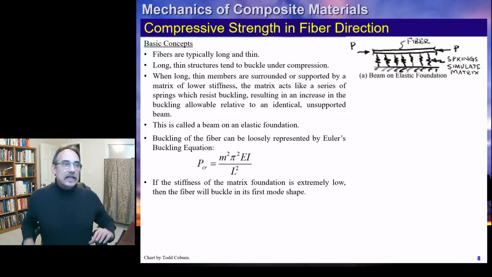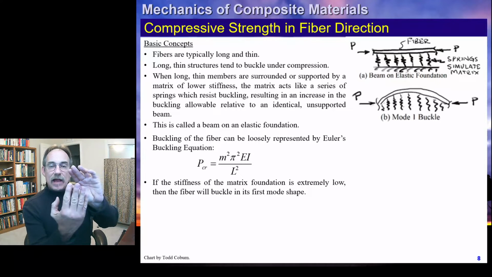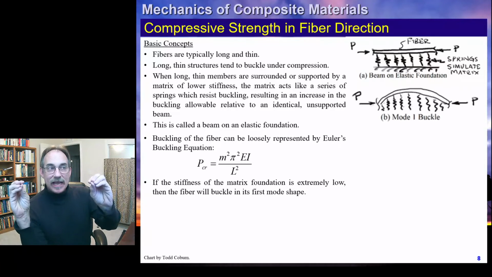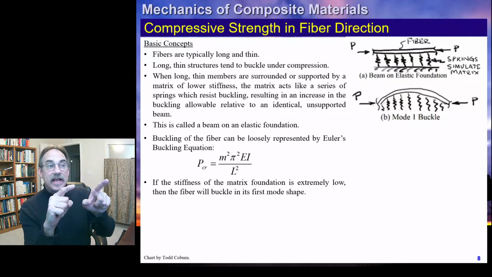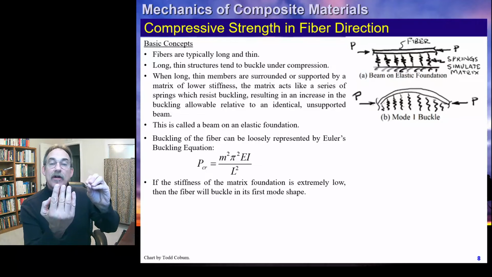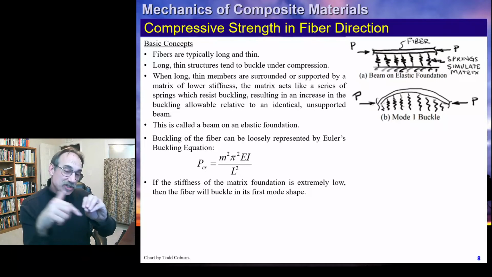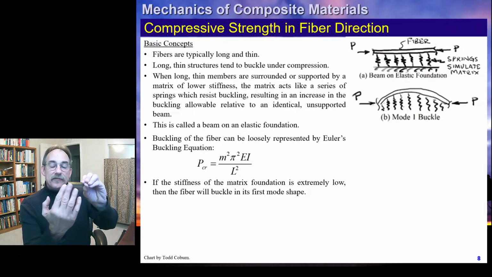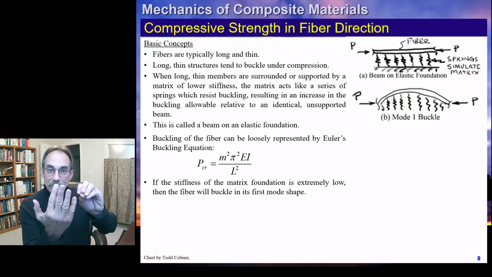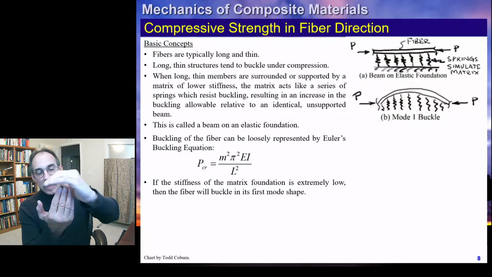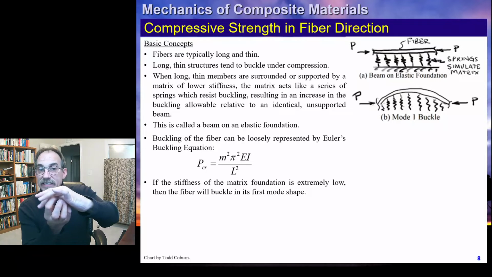Now if we had no foundation at all, if we only had pinned ends, we would buckle in the first mode shape. And actually we'll get the same mode shape if the stiffness of our supporting matrix is really, really low. It still will just go into the first mode shape. But if you keep increasing the modulus of the foundation, eventually, the more this tries to deflect, the more the foundation is resisting.